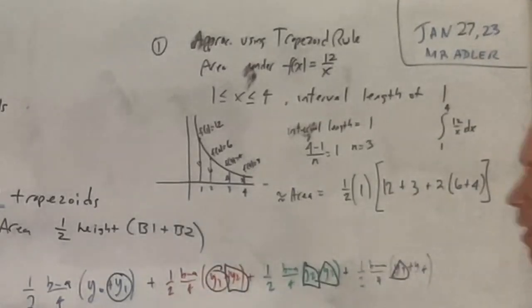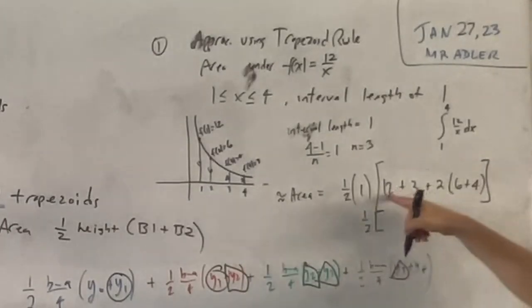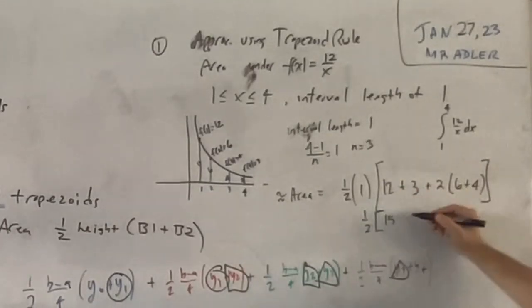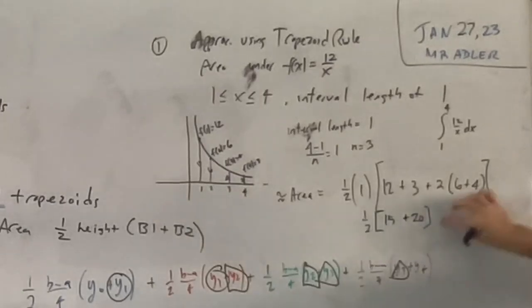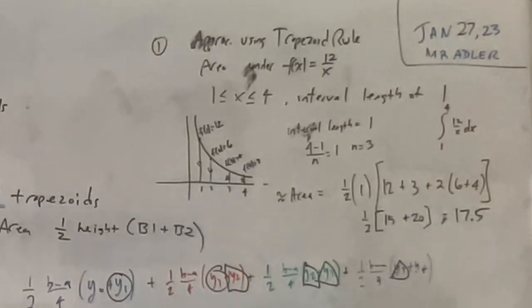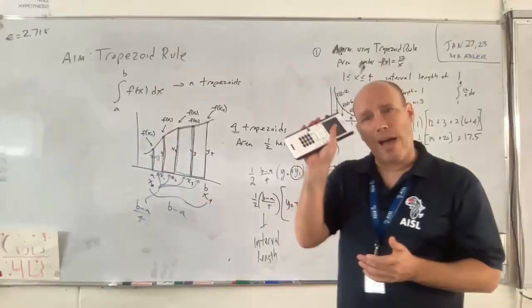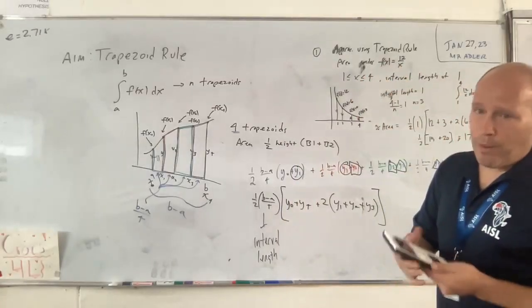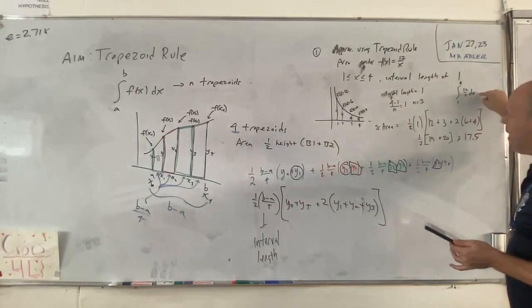And that's it. So we have 1/2 times, let's see, 12 plus 3 is 15 plus 20. We have 35 divided by 2 is 17.5. Now, I'm going to put this on pause so I can get my graphing calculator. So I have my calculator. What you're going to do is, we have an answer of 17.5. Let's look at the exact value.